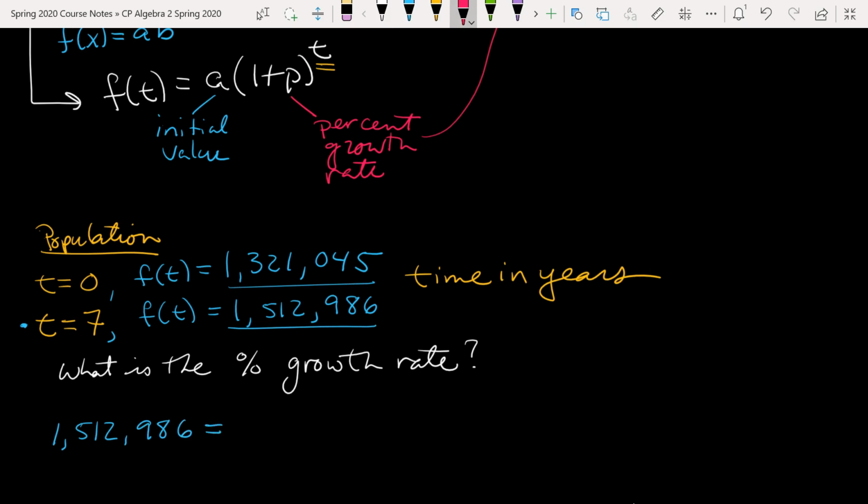Well, all we need now is a, our initial value. Lucky for us, we're given that there at time equals 0. But the one thing we don't know here is that growth rate. So we have to leave that as a variable. But lucky for us, we do know how many time periods we are into this process. 7 years.